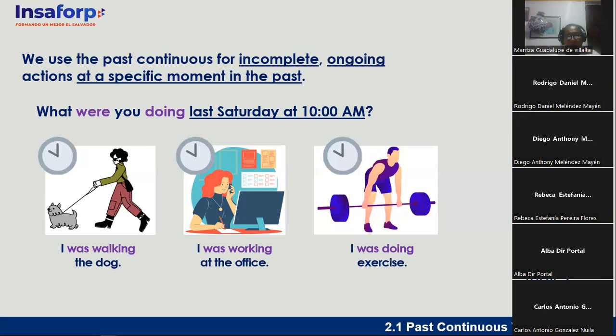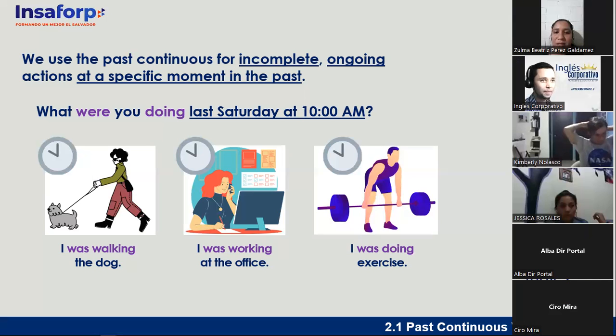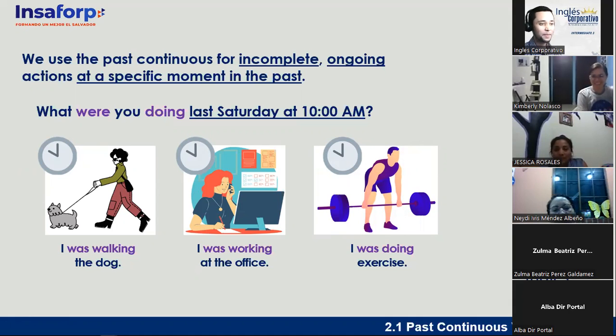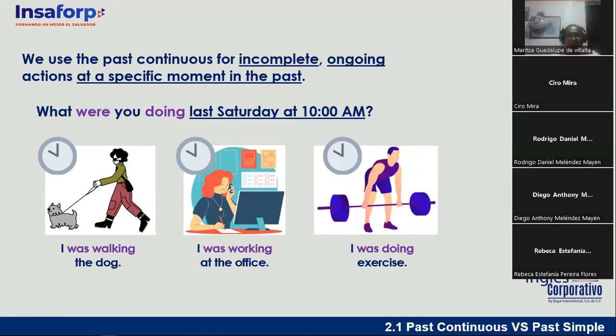Sulma. Okay, Sulma. And then Alba. Okay, Sulma raised her hand and then Alba will participate. Okay, so Sulma first. I was sleeping. Yes. Okay, at 10. Okay, good. Alba? I was swimming at the beach. Okay, good. Wow. Nice weekend. Okay, great. Anyone else?